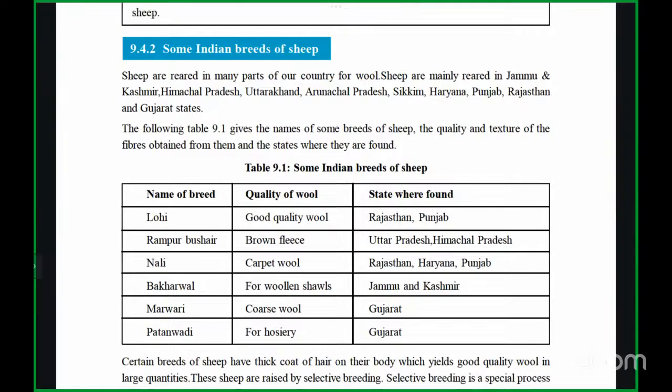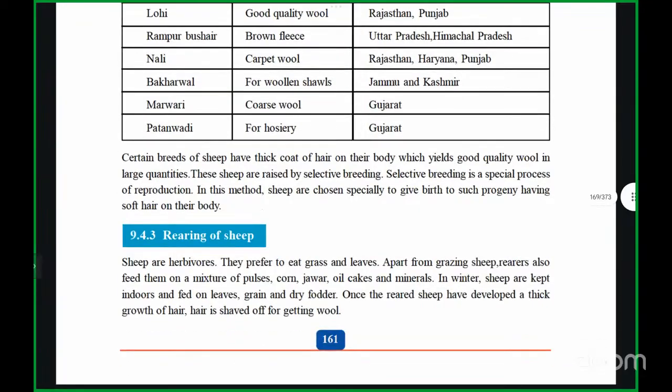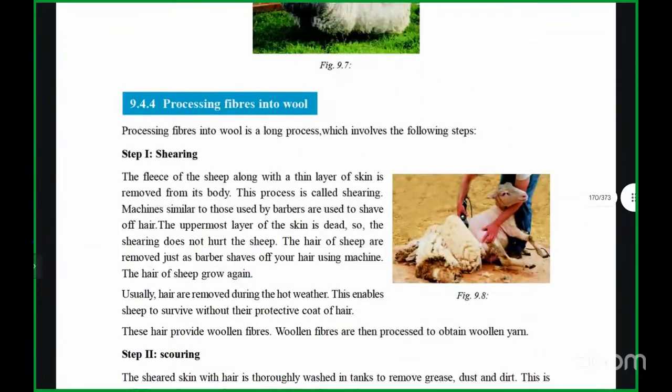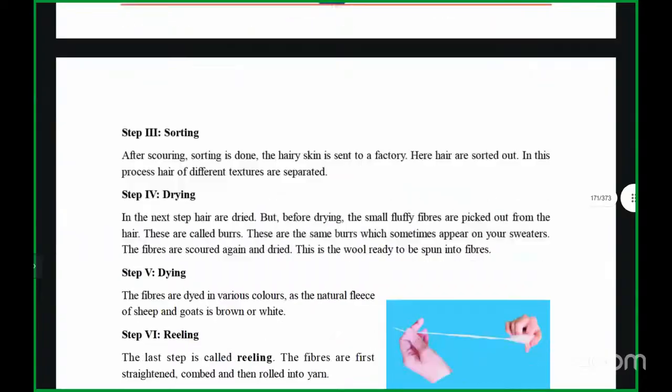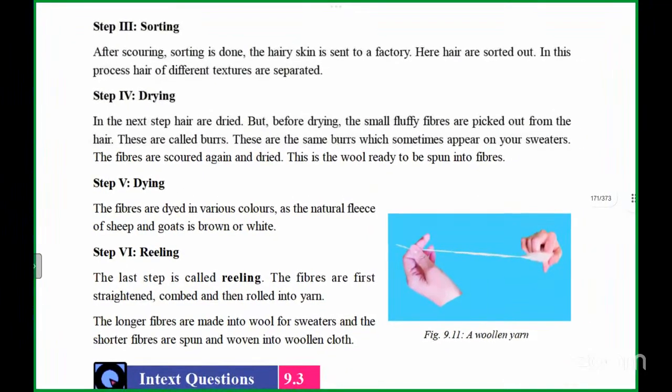Then some special names that you have to memorize. Rearing of sheep, how it is done. Processing fibers into wool. This is also important. All the steps you have to learn in this sequence itself. Okay, in this sequence only, ma'am.